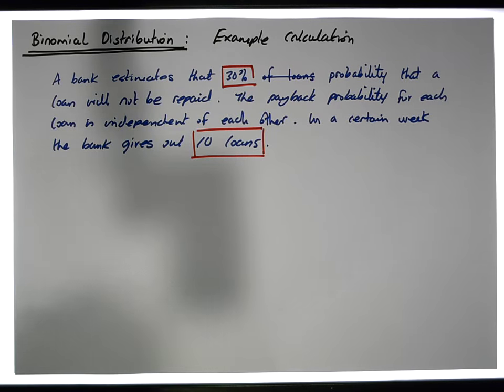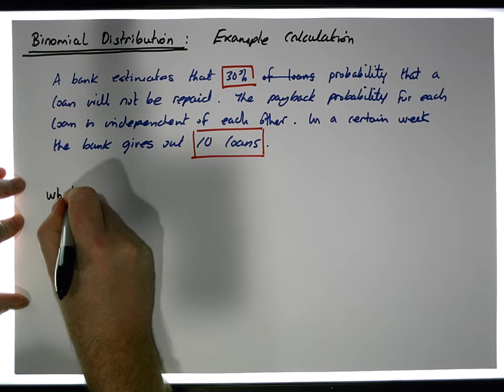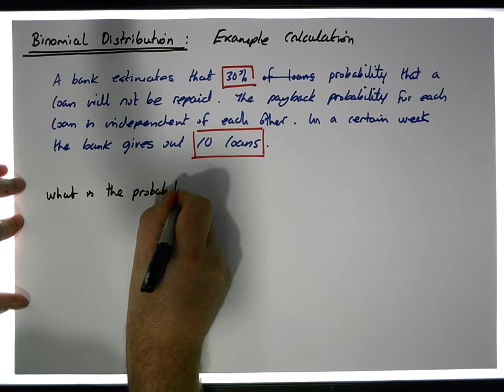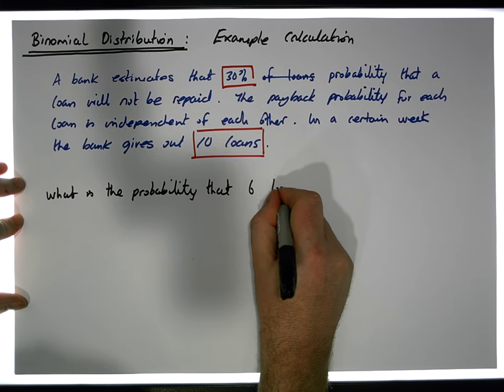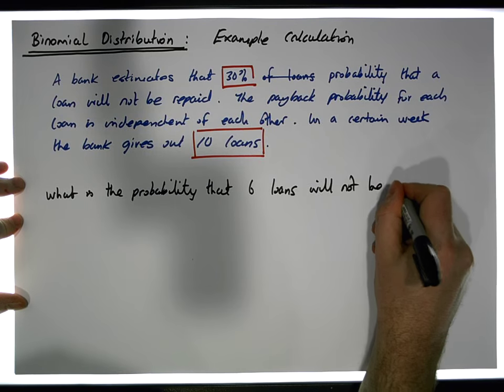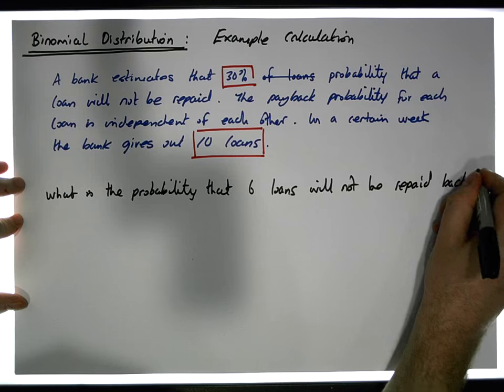And the first question is this: what is the probability that out of the 10 loans, 6 of the loans will not be paid back? So the question is, what is the probability that 6 loans will not be repaid back? That's the question that we have.